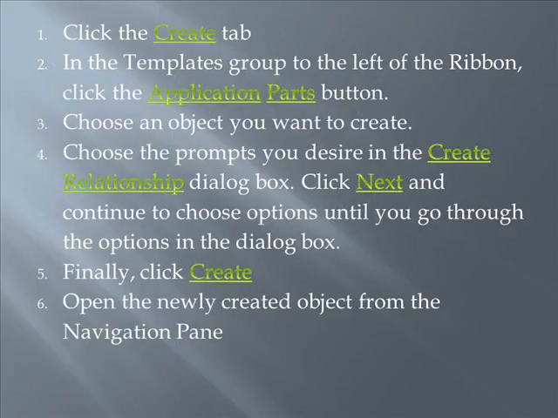To use the application parts, click the Create tab. In the Templates group, click to the left of the ribbon. Click the Application Parts button. Choose an object you want to create. Choose the prompts that you desire in the Create Relationship dialog box. Click Next and continue to choose options until you go through the options in the dialog box. Finally, click Create. Open the newly created object from the navigation pane. Again, if necessary, you may need to click the double arrows to either expand or collapse. In this case, you would want to expand the navigation pane.